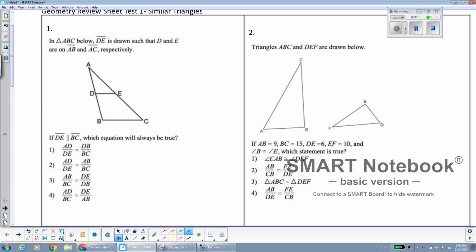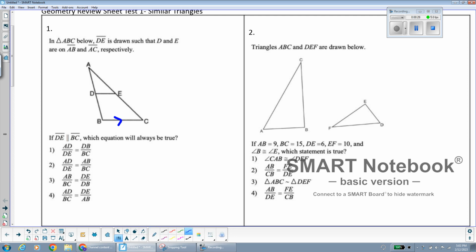It says in triangle ABC below, DE is drawn so that D and E are on AB and AC respectively. Notice it does not say anything about midpoints or midsegments. DE is not a midsegment. If DE is parallel to BC, which equation will always be true?